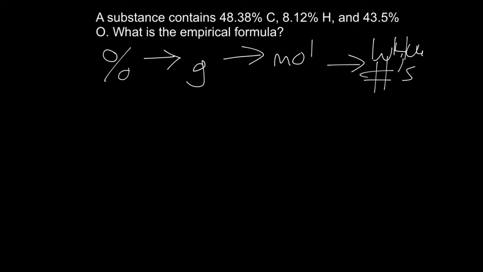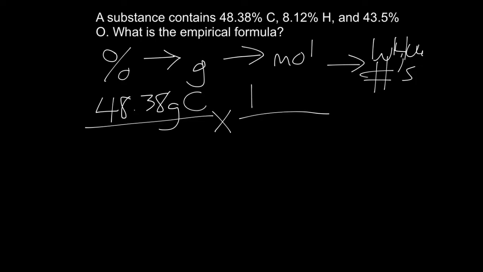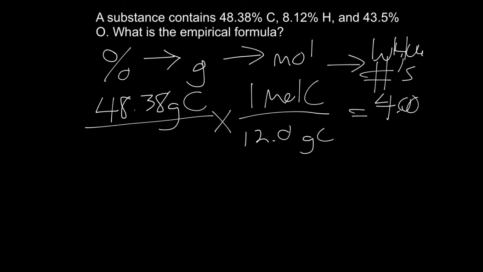Okay, so looking at the carbon, we have 48.38%, which I'm going to automatically make grams of carbon. And if we take and convert that into moles, which is the second step, those are 12 grams per mole. And when I do this in a calculator, I get a number that's pretty close to 4 moles. So we have 4 moles of carbon.